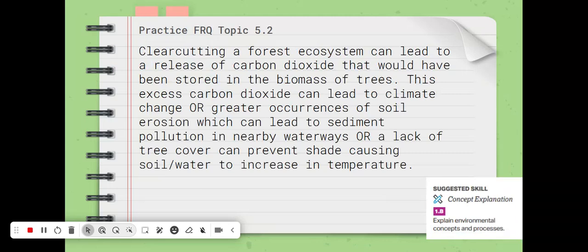Here are some answers that you could have said. Clear-cutting a forest ecosystem can lead to the release of carbon dioxide that would have been stored in the biomass of trees. That excess CO2 leads to climate change. You might even see a greater occurrence of soil erosion, which leads to sediment pollution in nearby waterways. Or a lack of tree cover can prevent shade, causing soil or even water temperature to increase.